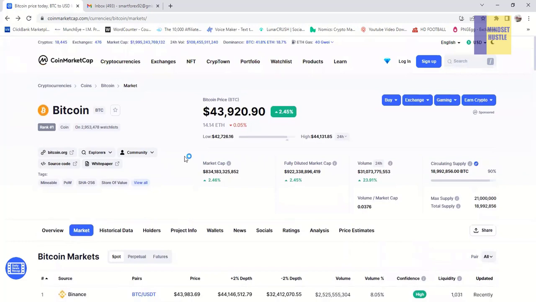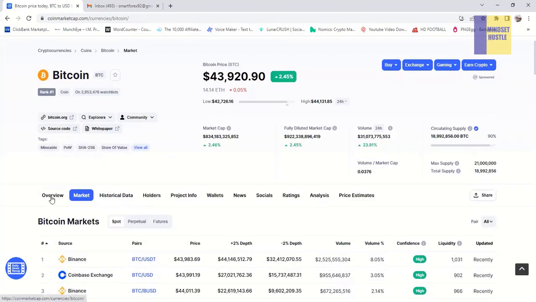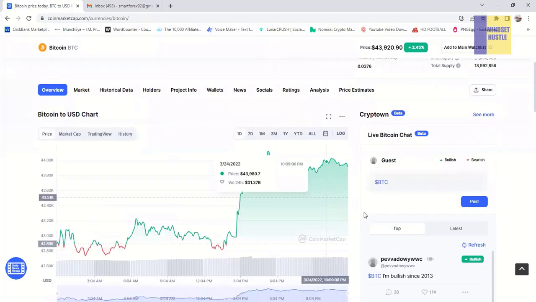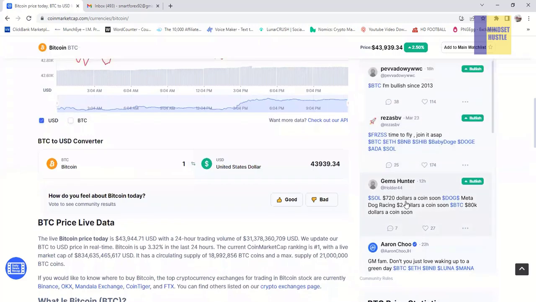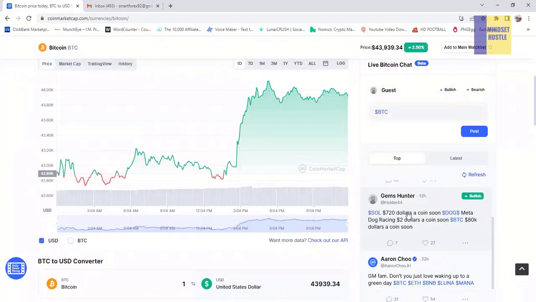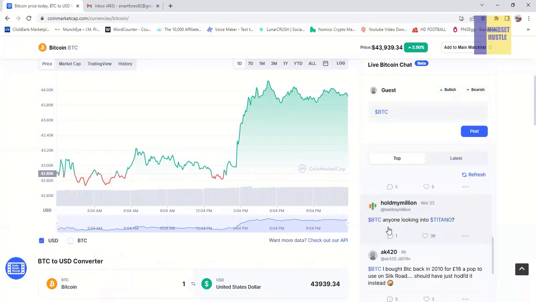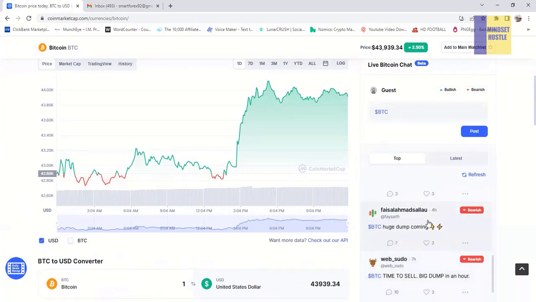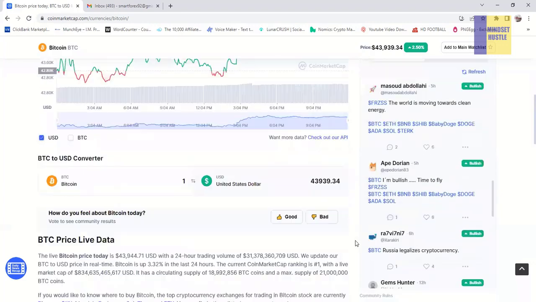Now let's get to another thing that I want to talk about. Another thing I would like to talk about is the supply. So you go back to overview, then you scroll down a bit. This is the chat session where people are talking about each and every crypto in the system. If they say something about a crypto and it's a bearish comment, you will see bearish there. If it's a bullish comment, you can see bullish over there.